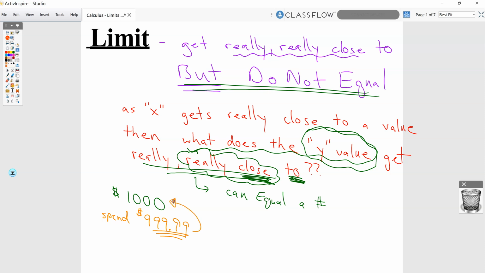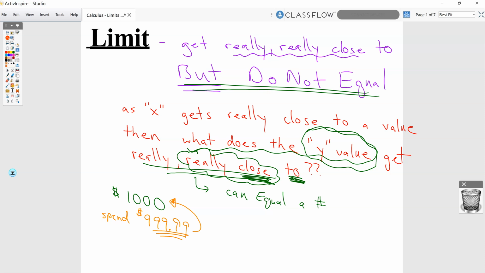You are getting really, really close to $1,000, which is your spending limit. Or take the speed limit when you are driving. If the speed limit is 70 miles per hour, theoretically you could drive 69.99999 miles per hour, but you get really, really close to 70. So the idea of a limit is, what do we let the x value get really, really close to? And as that happens, what does the y value get really, really close to?